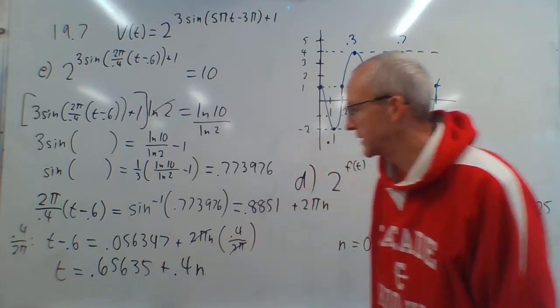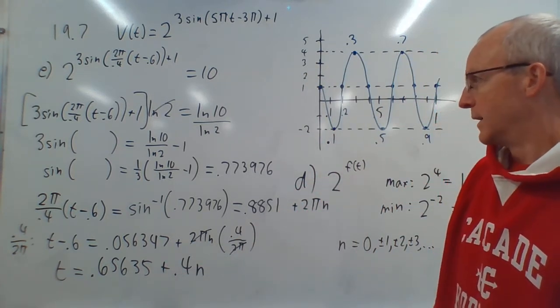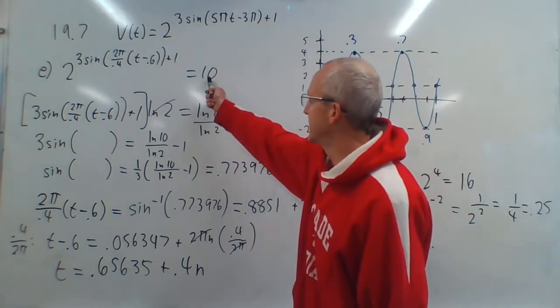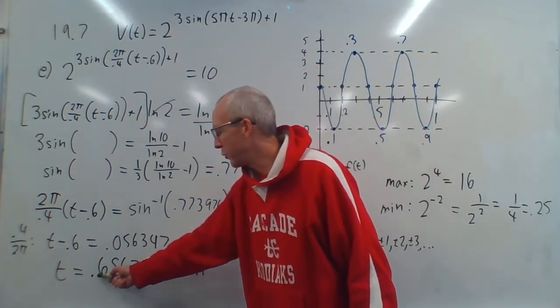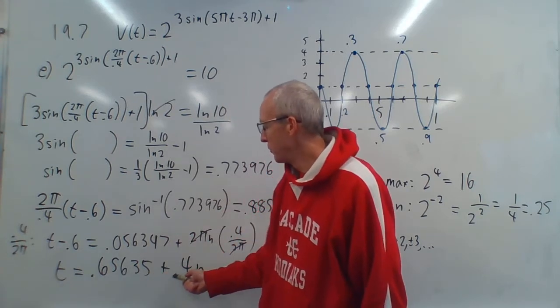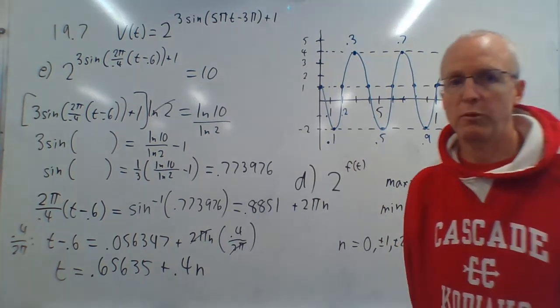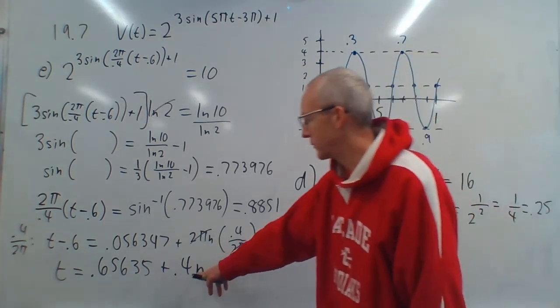So we could have seen that coming. All right, so what are we even looking for here? We're looking for when it's equal to 10. So it's going to be 10 at 0.6565 plus every 0.4 seconds, which makes sense because it repeats itself every 0.4 seconds, or minus every 0.4 seconds.